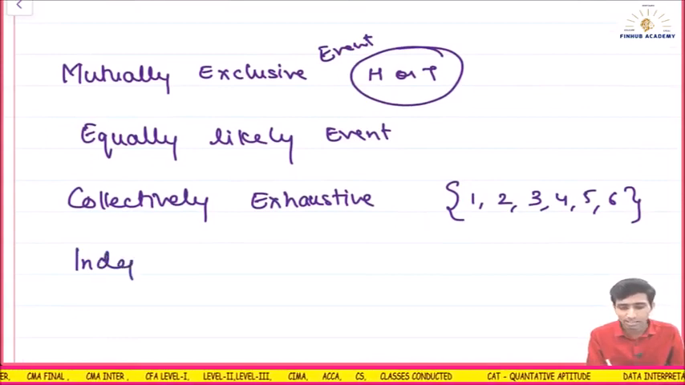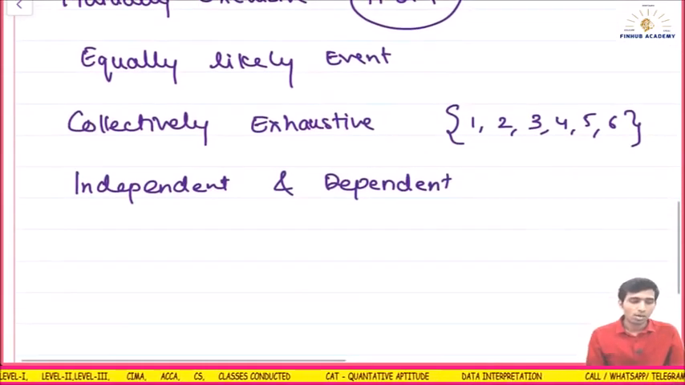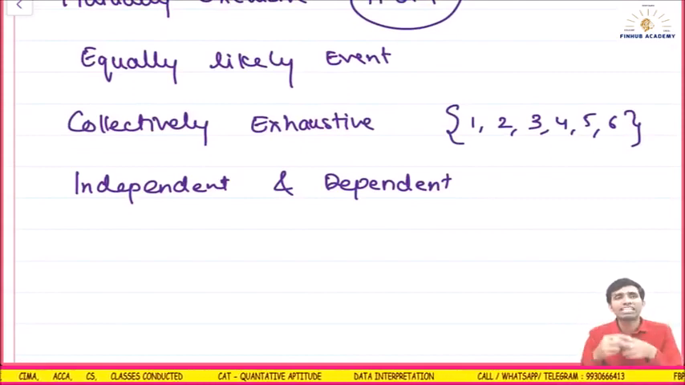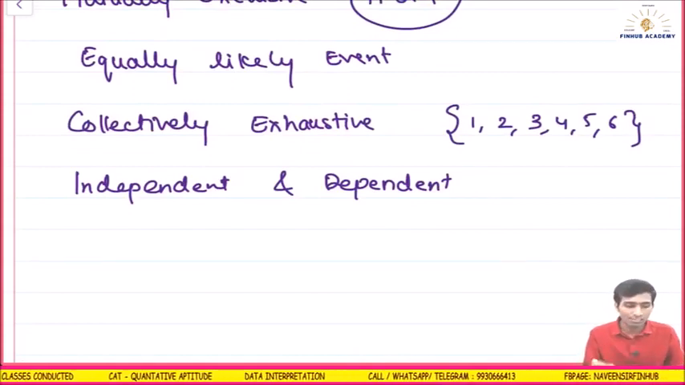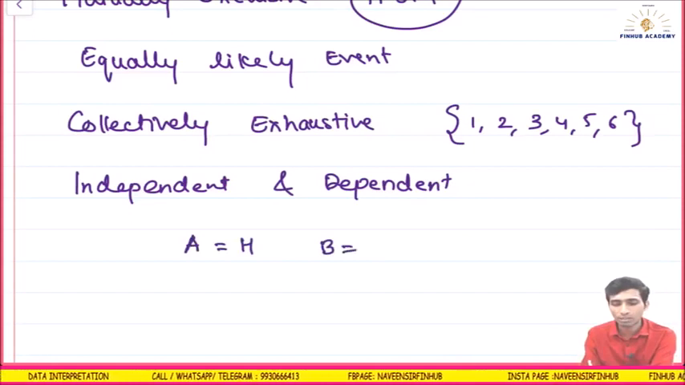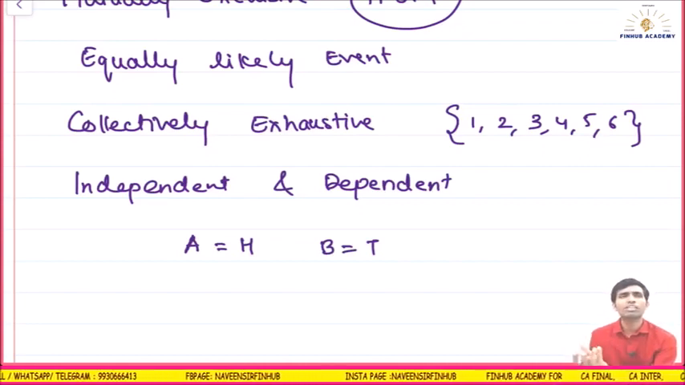Independent events and dependent events. What do you mean by independent and dependent? When two events are not related to each other, at that time I say those are independent events. Let A be the event of getting a head, let B be the event of getting a tail, so these are independent events, correct? If I want, I can take one more example. Independent events are not dependent.